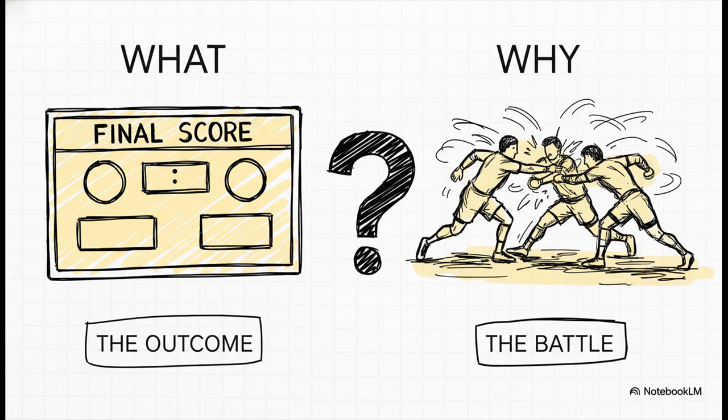Think of it like this. A standard chart is like just reading the final score of a football game. You know who won, but you have no idea how the game was actually played. You don't know where the momentum shifted or which side was playing more aggressively. You basically missed the entire story of the game.